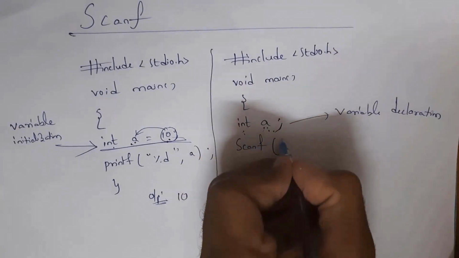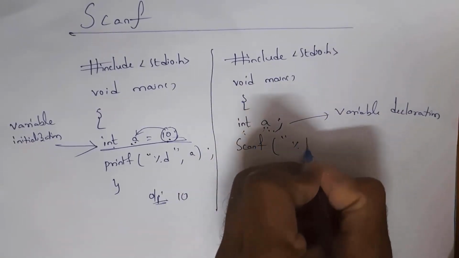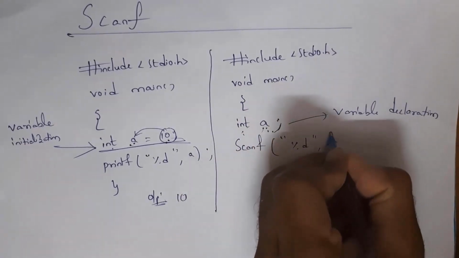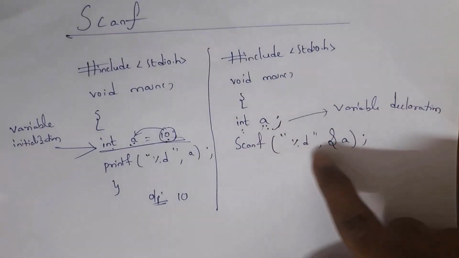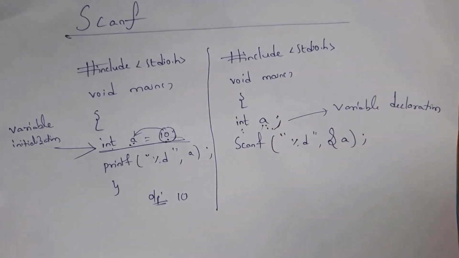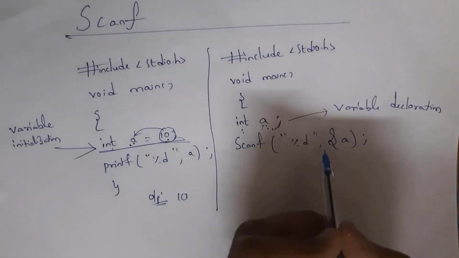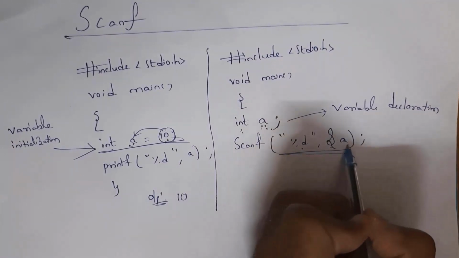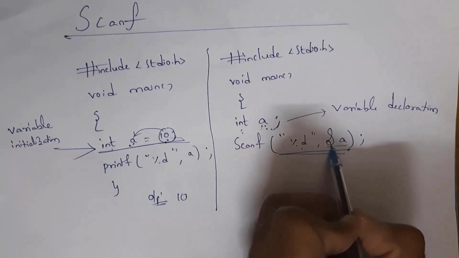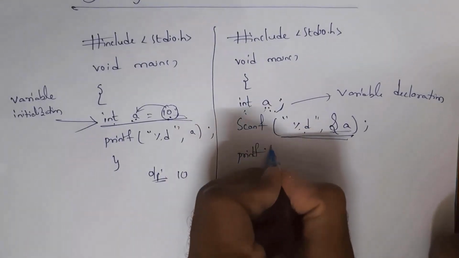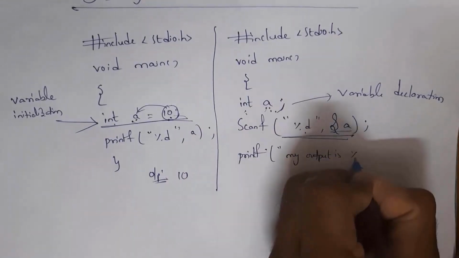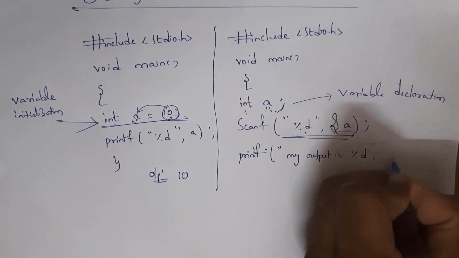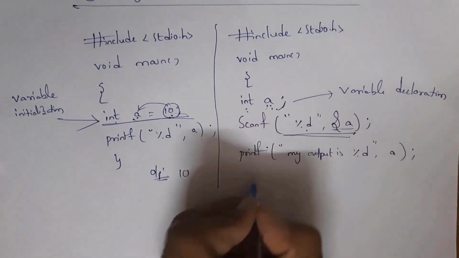This a is integer type, so I am taking here %d comma. For scanf, you need to use &a. Whenever you write this line of code, you can assign value to this variable a after executing a program. Meaning of this is, I can assign an integer value and this value is stored in address a, where & represents address. Next I am writing printf. My output is %d comma a semicolon.